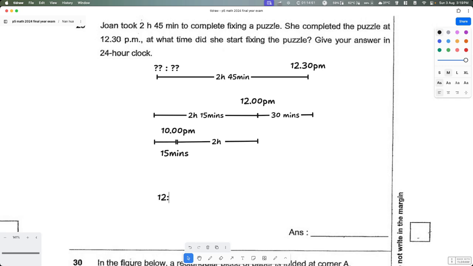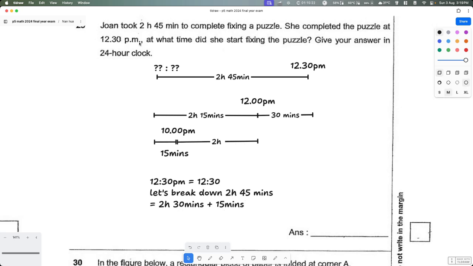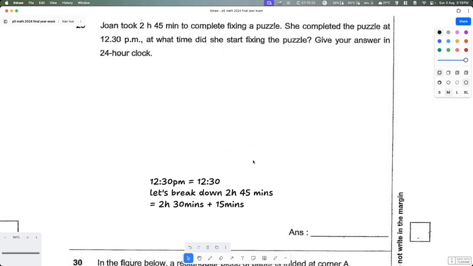So 12:30 p.m. is equal to just as simple, yeah, 12:30 p.m. is equal to 1230. Okay, so let's break down 2 hours 45 minutes to 2 hours 30 minutes plus 15 minutes, right? Okay, so I think this one can cancel out.